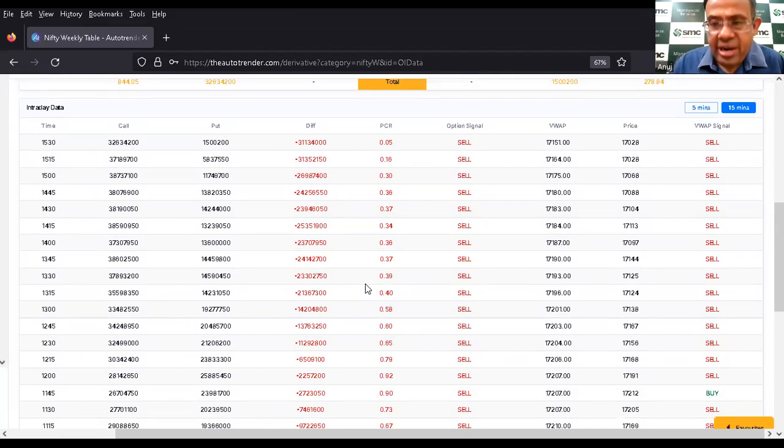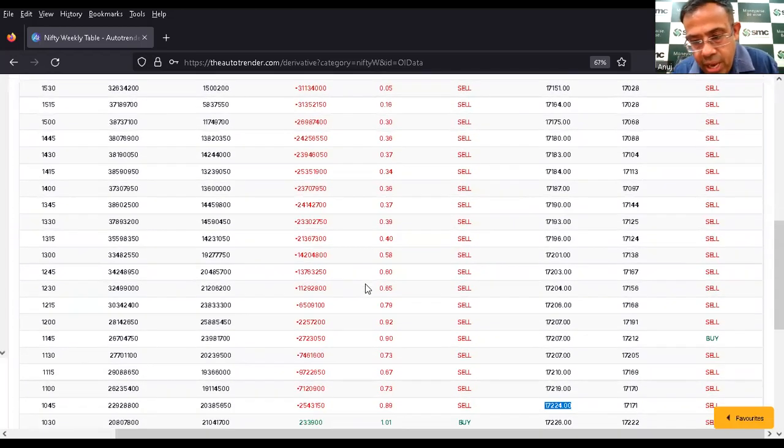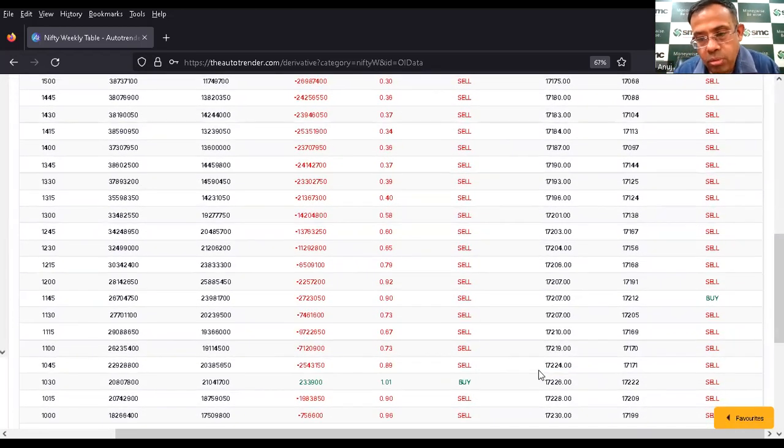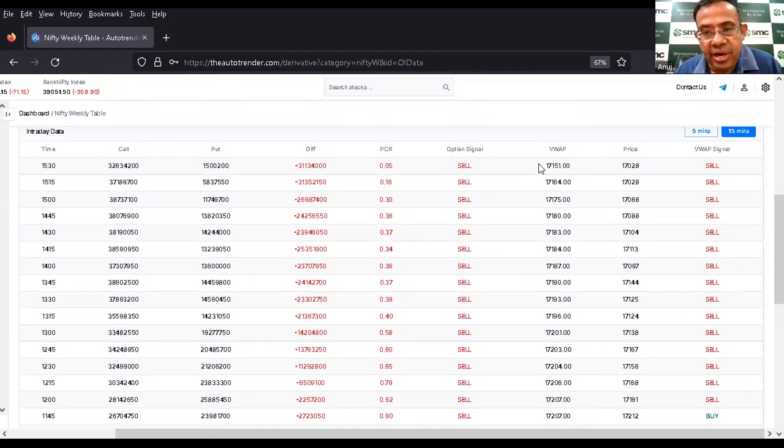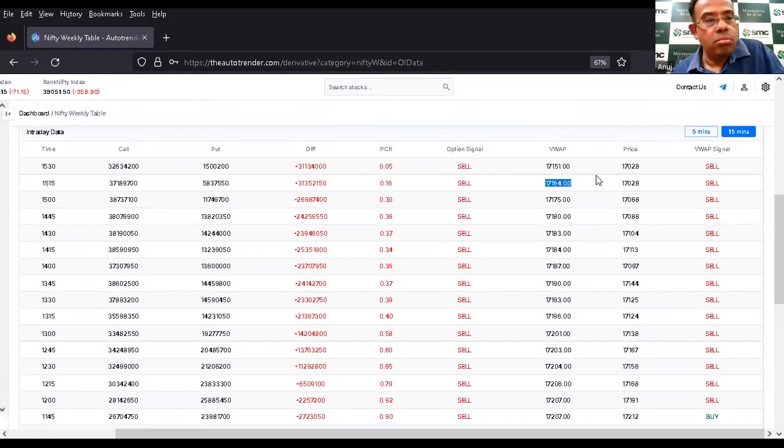So every time your VWAP reduces itself, like here you can see it goes from 17,224 to 17,190 at 1:45. It again goes down to 17,164 at 3:15. So you can always mix and match and do your trade. So this will eventually help you take a very good decision, right decision, and it will also enhance your productivity.